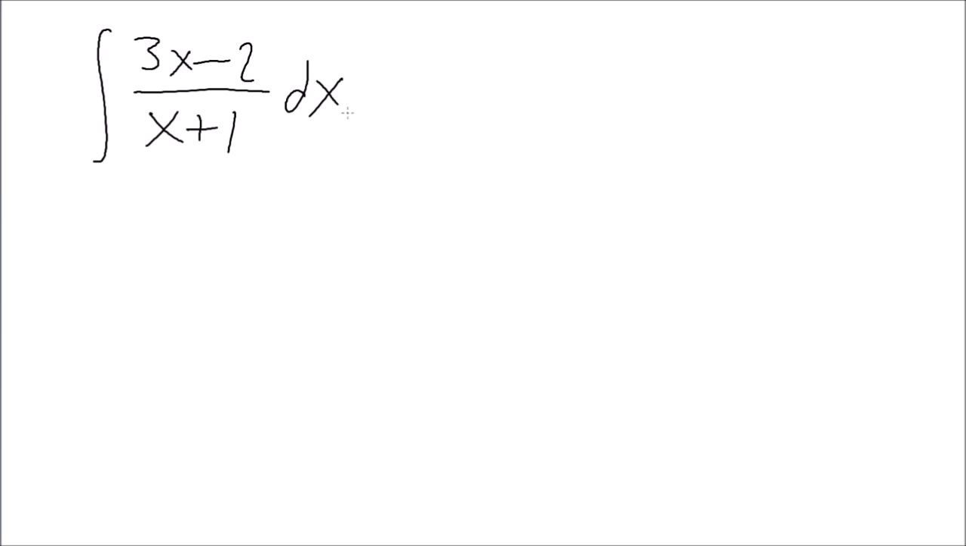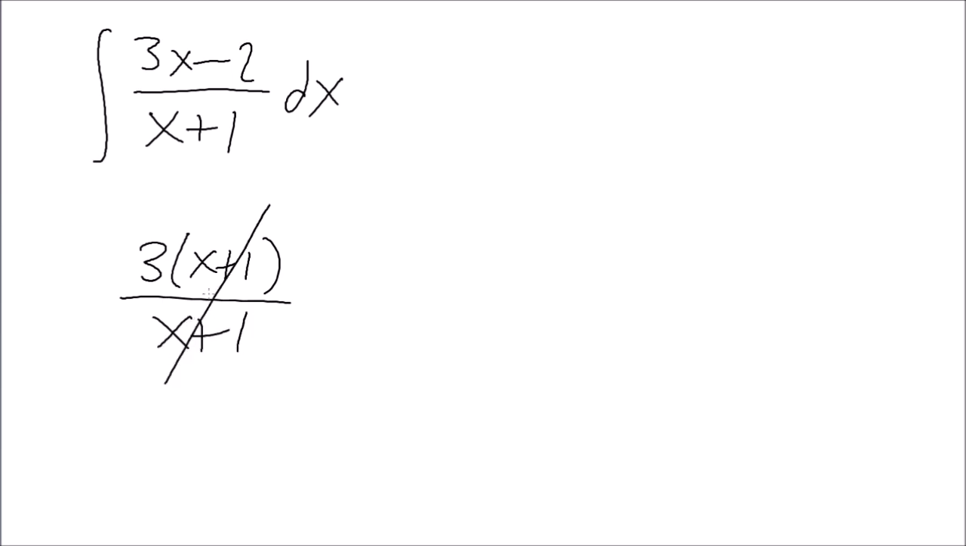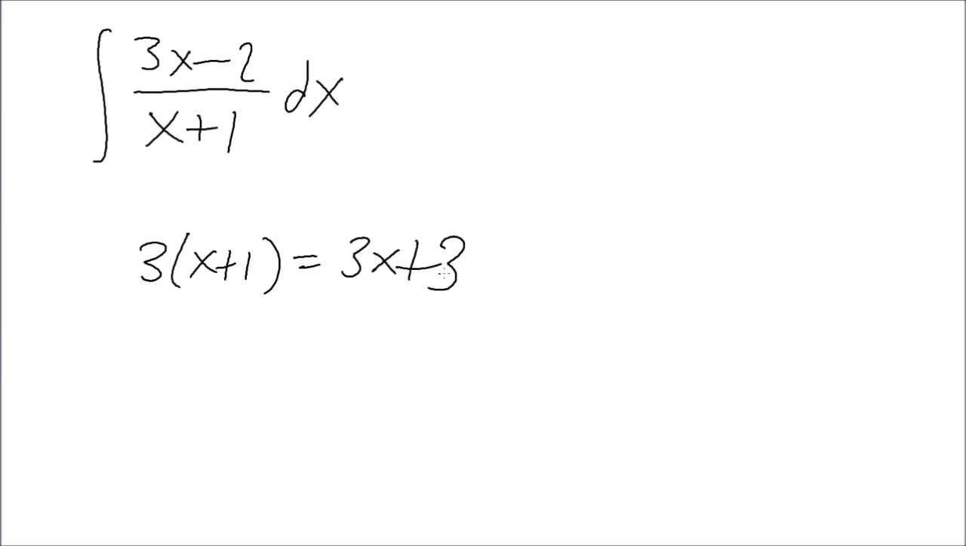So now, again, I like to have my numerator similar to the denominator, like x plus 1, so that I could just cancel things out. Here I have a 3x. I would want 3x plus 3 so that x plus 1 cancels out. Okay. So then let's add a 3, and we'll subtract a 3.